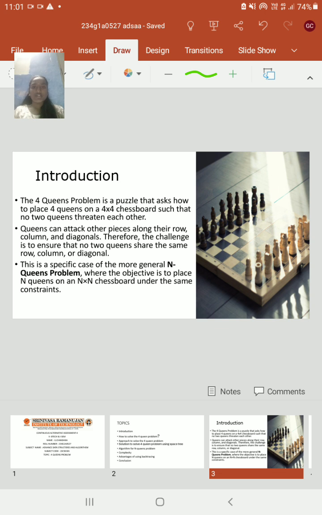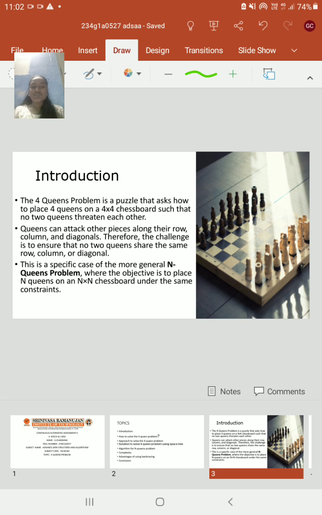First one, introduction. The 4 queens problem is a puzzle that asks how to place 4 queens on a 4x4 chessboard such that no two queens threaten each other. Queens can attack other pieces along the rows, columns, and diagonals. Therefore, the challenge is to ensure that no two queens share the same row, column, or diagonal.